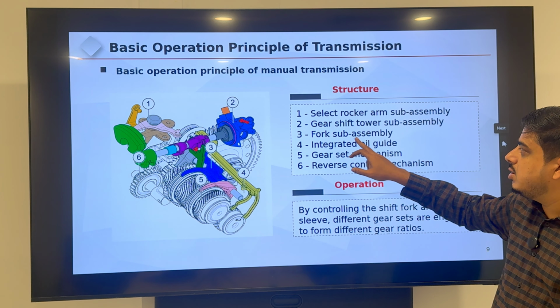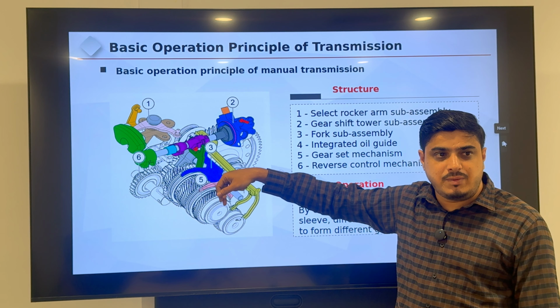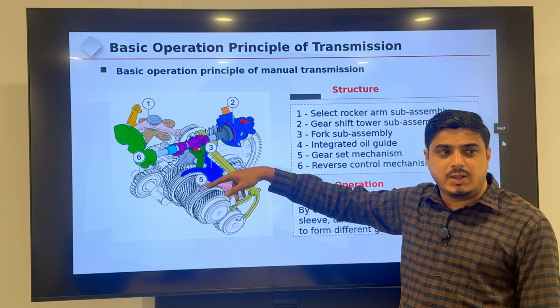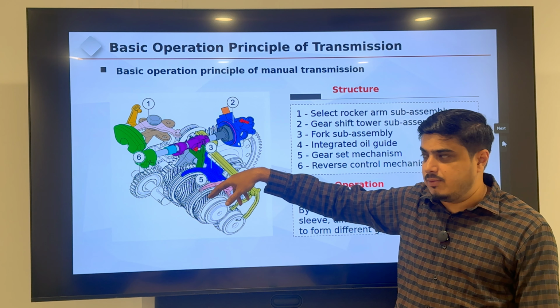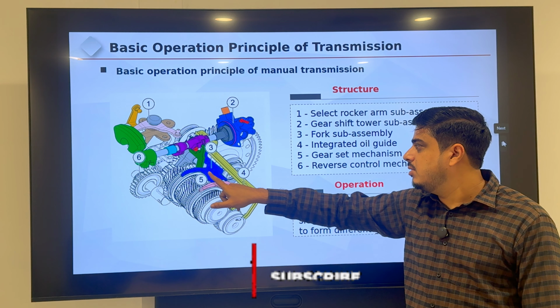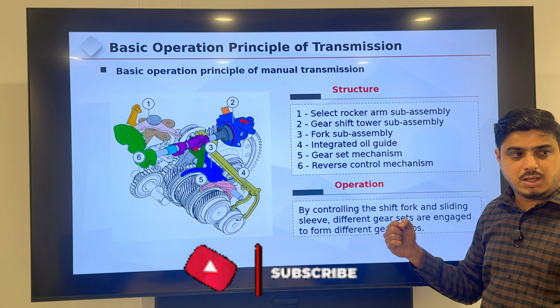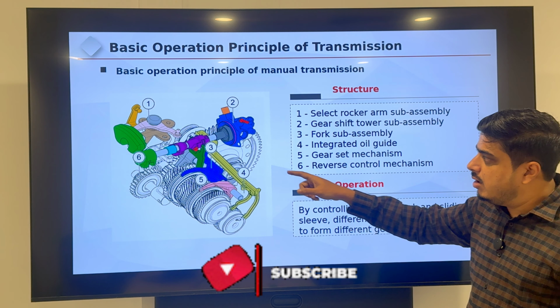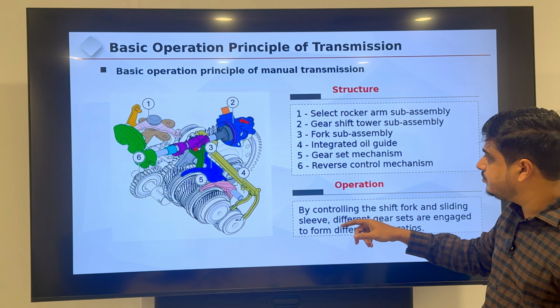Okay, and the fork sub assembly, forks are connected directly to the gears to shift from one gear to another gear with the help of the gear hub and the synchronizers inside. Okay, these are the forks. These are the forks which are controlled by the gear shifter sub assembly and this part.